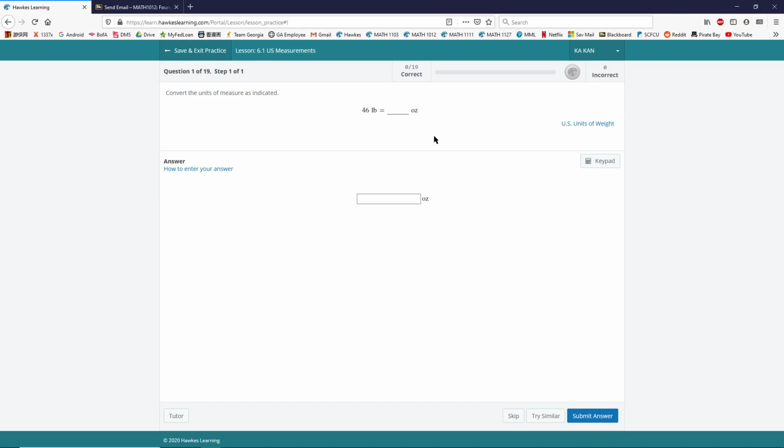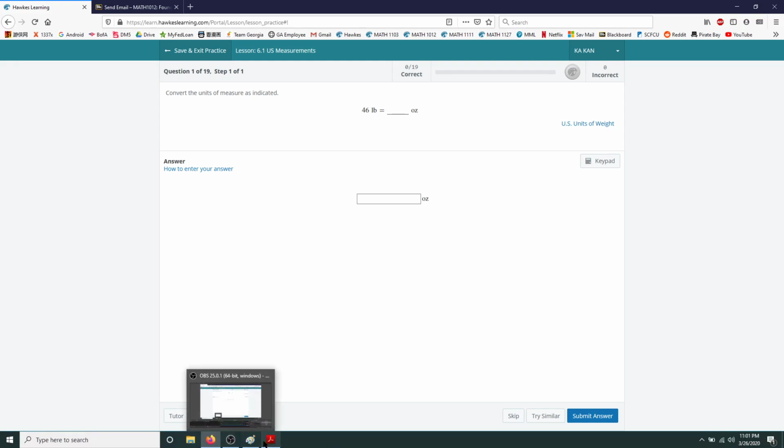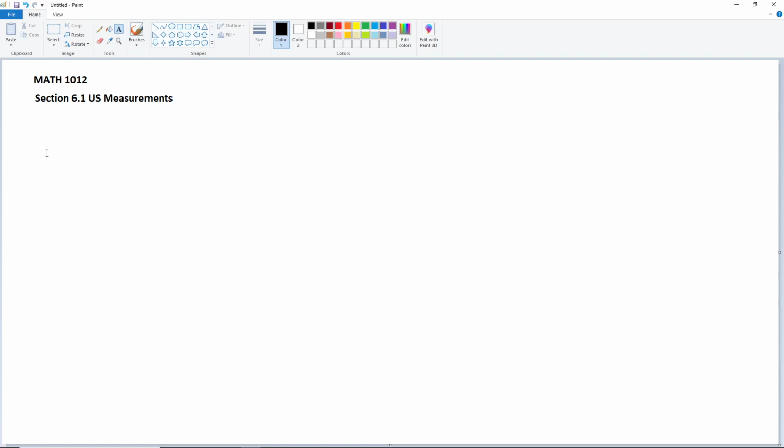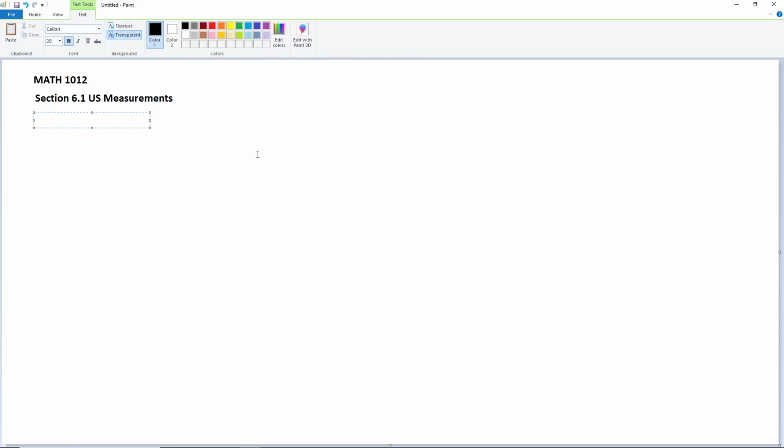So they want you to convert from 46 pounds into ounces. So let me write this down. So we wish to, for example, convert, let me try to make this bigger. Convert, what was it? 46 pounds into ounces.